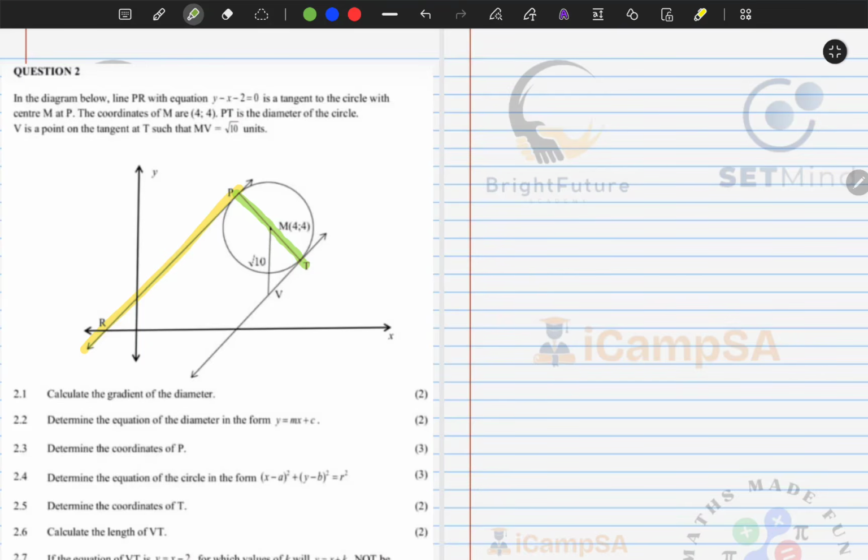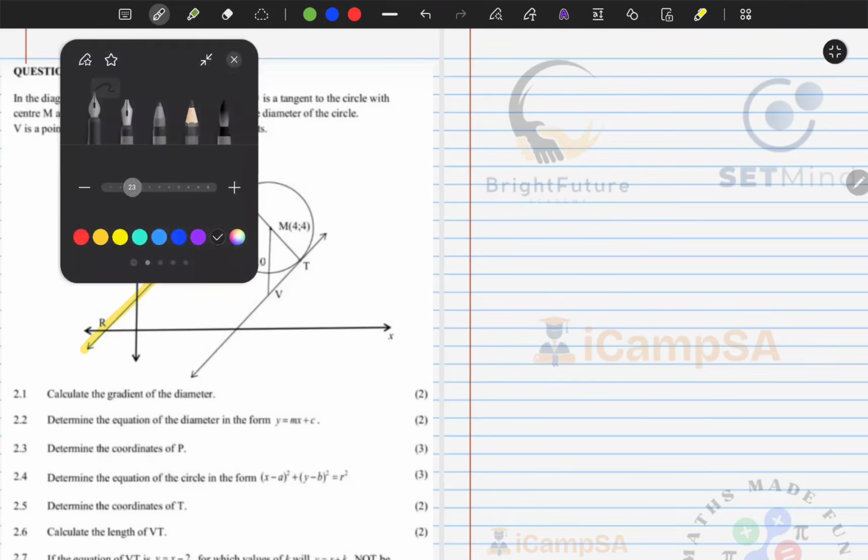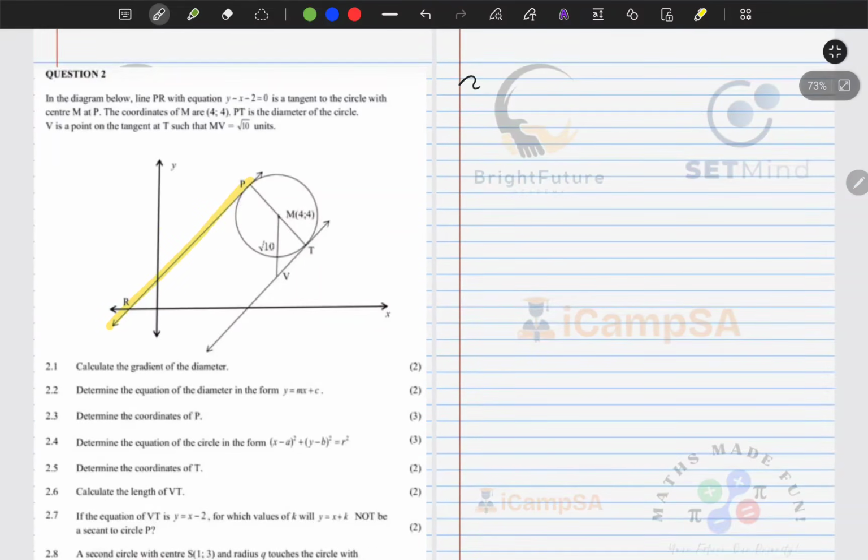V is a point on the tangent at T such that MV equals square root of 10. Okay. And then we are told to calculate the gradient of the diameter. Now let's think carefully of what is happening here. 2.1. So there's something that you should know. You should know that your diameter will always be perpendicular to your tangent.